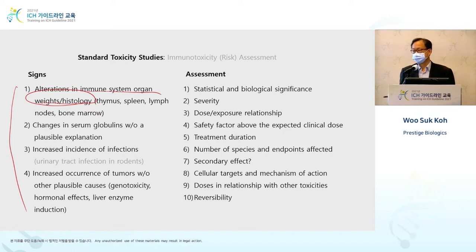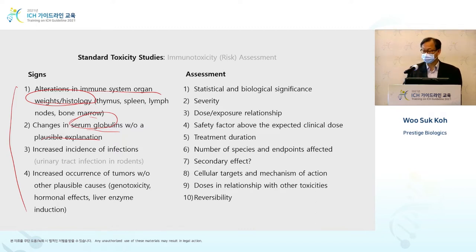Next, changes in serum albumin, globulin, serum IG ratio. Immunoglobulin belongs to globulin. So the changes in serum globulin matters. Albumin indicates the liver status and nutrient status. And AG ratio and serum globulin change is another important sign. If the changes can be explained, then it's okay.